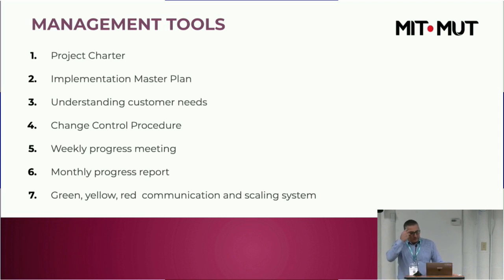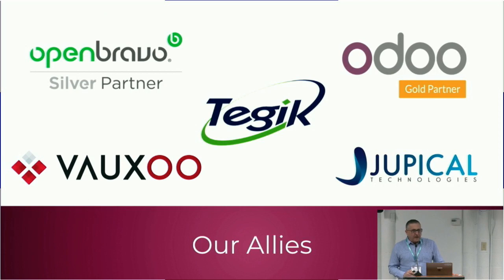As management tools, we use a Project Charter. We have an implementation master plan. We have a tool to understand customer needs. We keep control of the change. We have a procedure. We have a weekly progress meeting, a monthly progress report, and a green, yellow, red communication and escalating problem system. Those are our management tools.